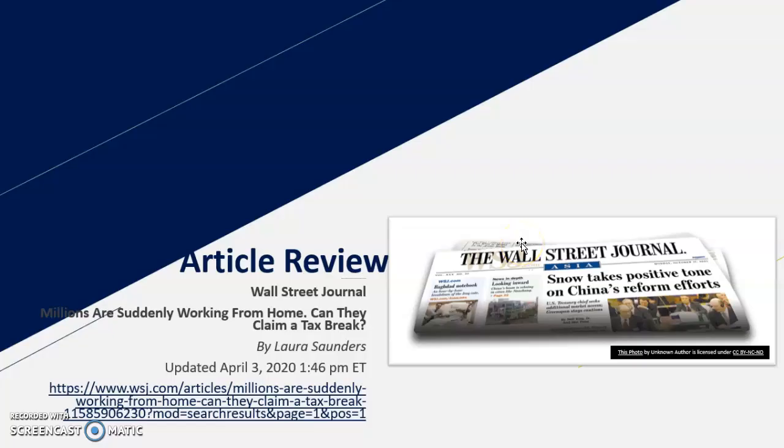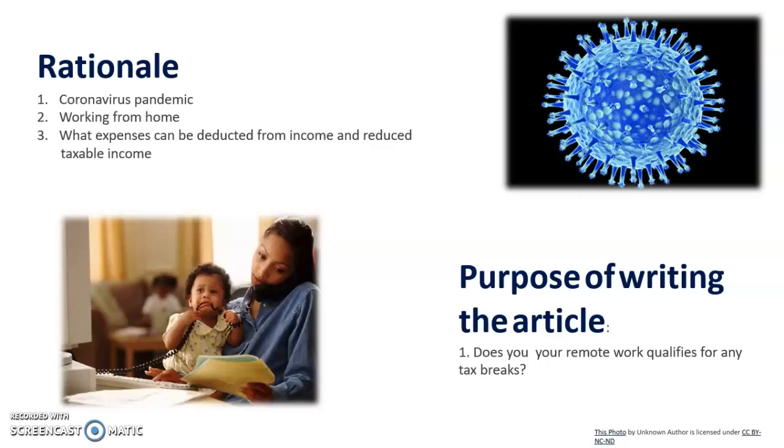Now we are going to our second part of the presentation. This article is from the Wall Street Journal, named "Millions Are Suddenly Working from Home. Can They Claim a Tax Break?" This article is written by Laura Sanders. So the article is about the coronavirus pandemic, working from home, and what expenses can be deducted from income and reduce taxable income. The purpose of writing this article is: does your remote work qualify for any tax breaks?